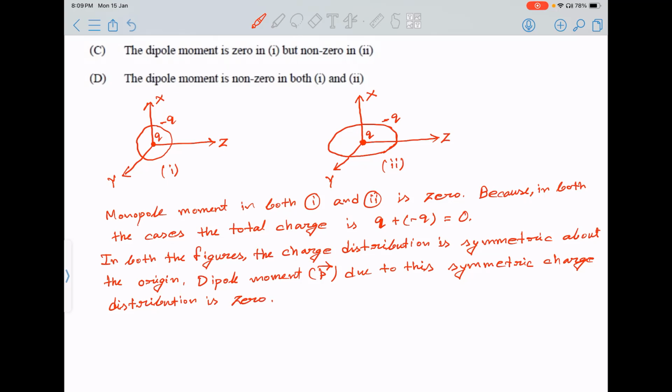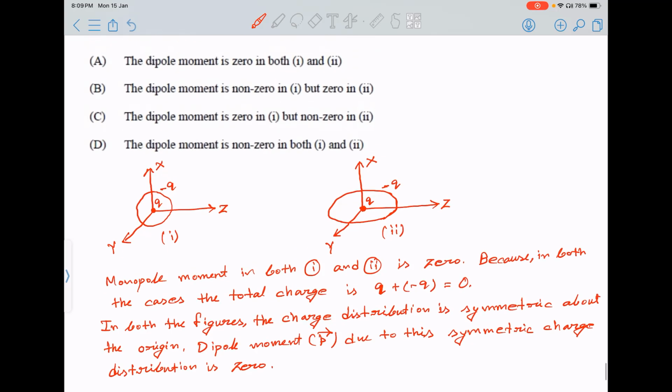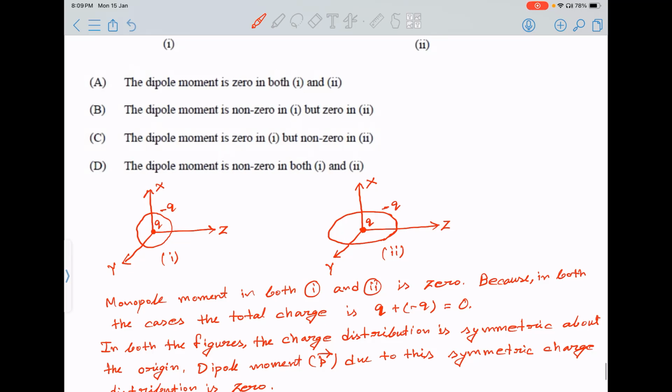So the thing is, option A will be correct: the dipole moment is zero in both 1 and 2. It's a very straightforward question.